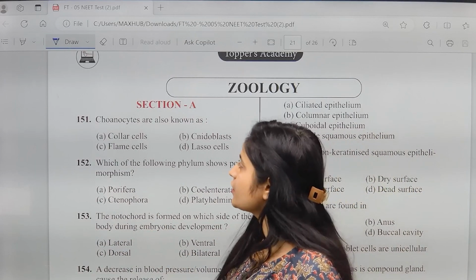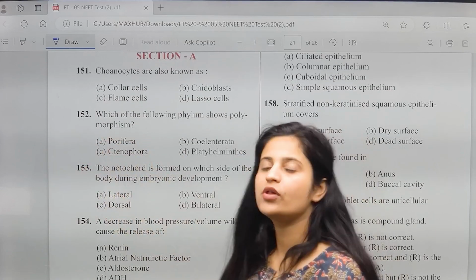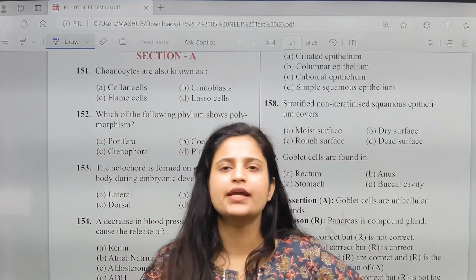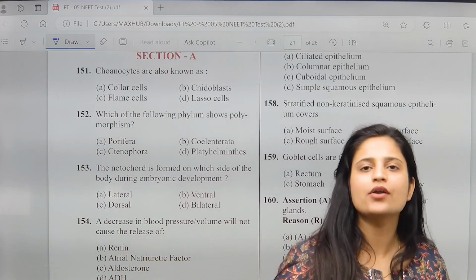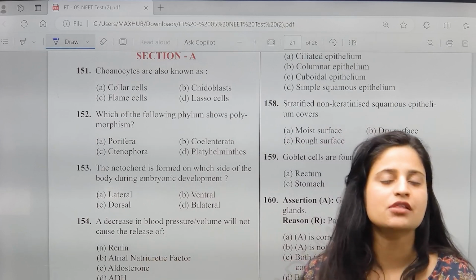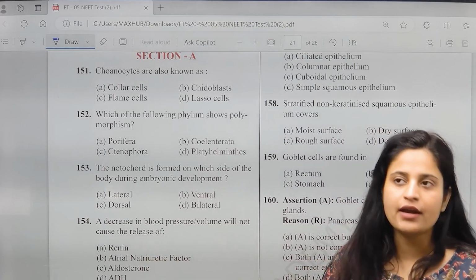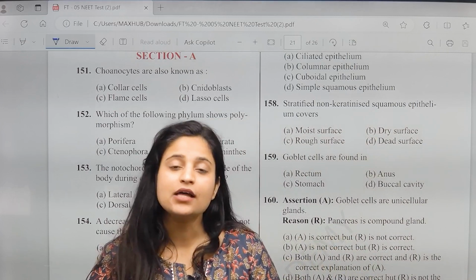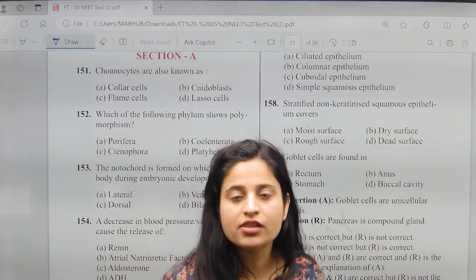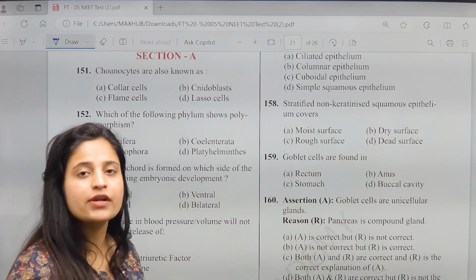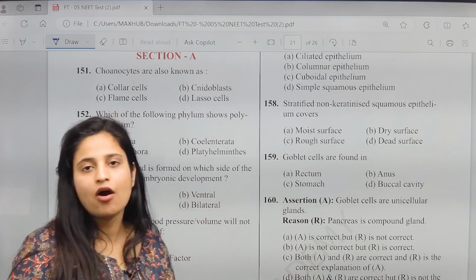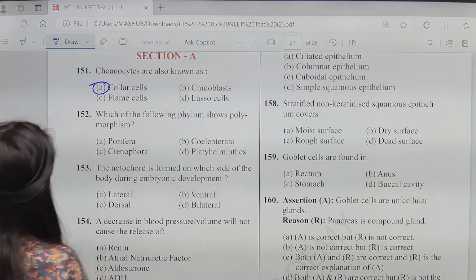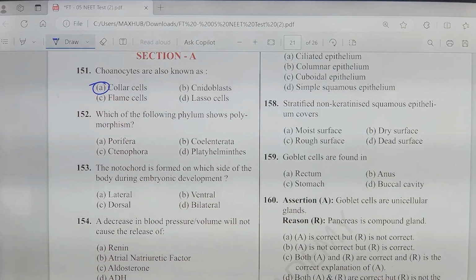Okay. So the first question we have: choanocytes are also known as. If you remember your chapter Animal Kingdom, choanocytes are present in which phylum? Choanocytes are special cells present in phylum Porifera, and choanocyte cells are also known as the collar cells. These are flagellated cells which are responsible for reproduction and also for creating a water current. Okay, so the choanocyte cells are also known as the collar cells. Very important because it was also your PYQ.